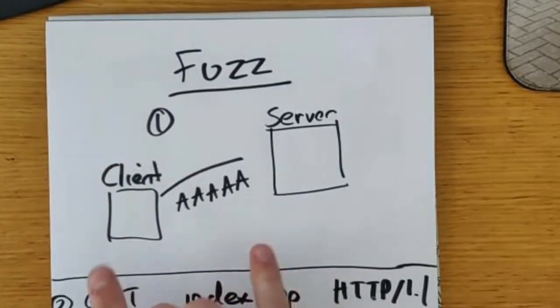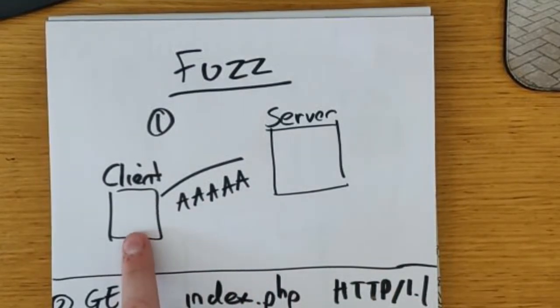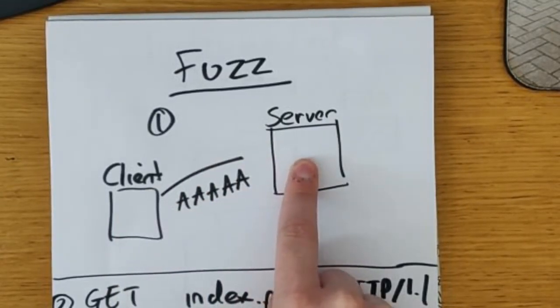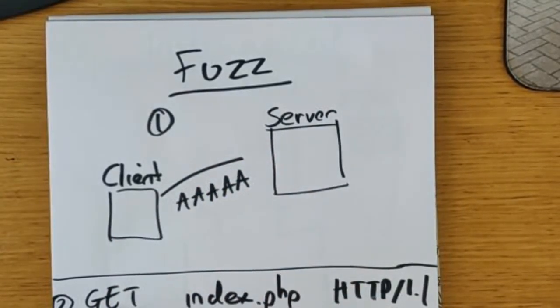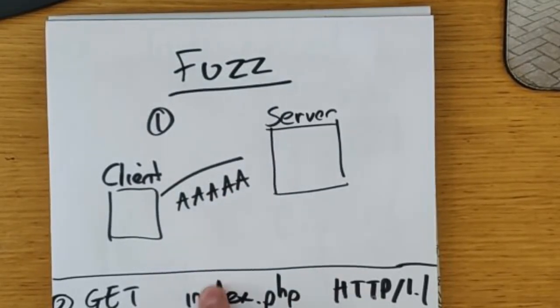When people originally started fuzzing these web servers, they would create some sort of pseudo client that would open a basic TCP connection to a web server, and instead of saying GET index.php, they would replace this index.php with a web page that doesn't exist, for instance, or lots of A's or really long strings and funny characters like at symbols and everything else.